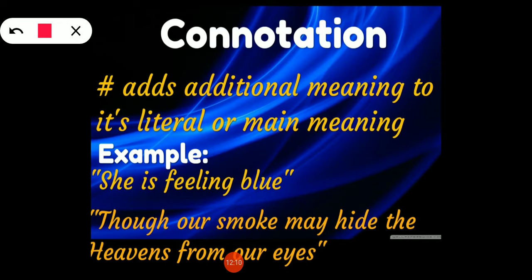Okay, so I think you'll be able to understand what is meant by connotation, what is meant by hyperbole, what is meant by imagery and assonance, right?